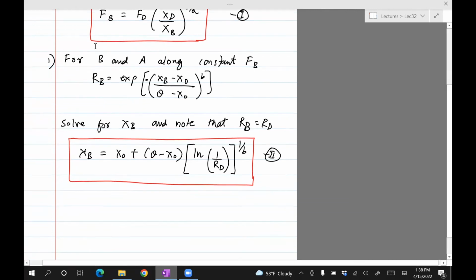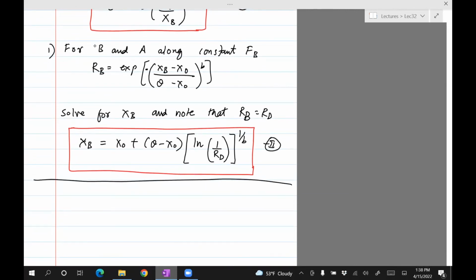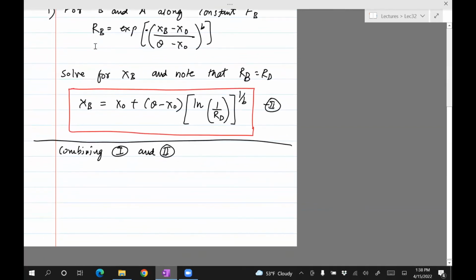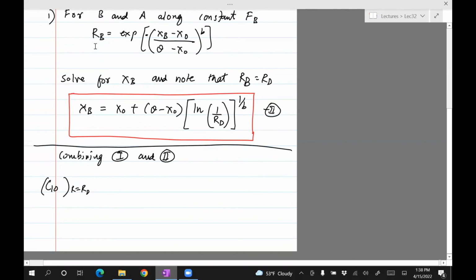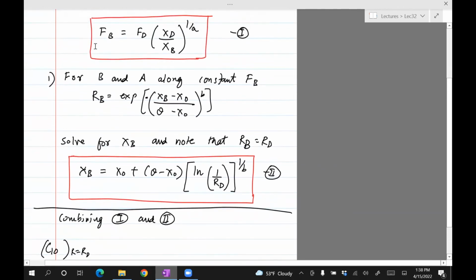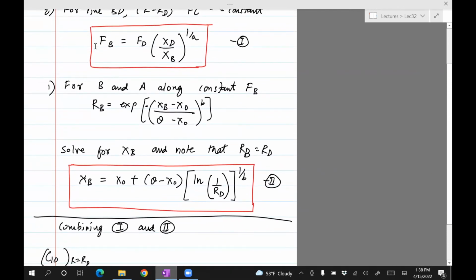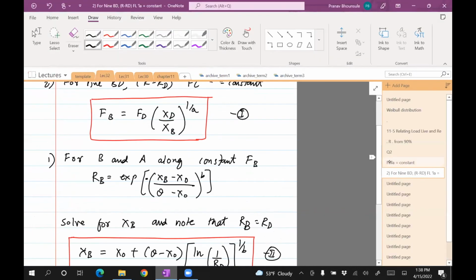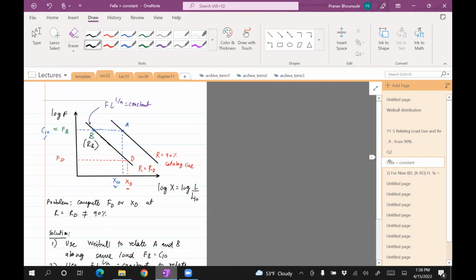Now, if you want, you can also combine both of these equations, combining 1 and 2. So this is just doing it in one step. We can write the C10 life at a different reliability, R equals RD. Okay, what is that? It's basically the reliability at, in this case, F, so it's at FB.